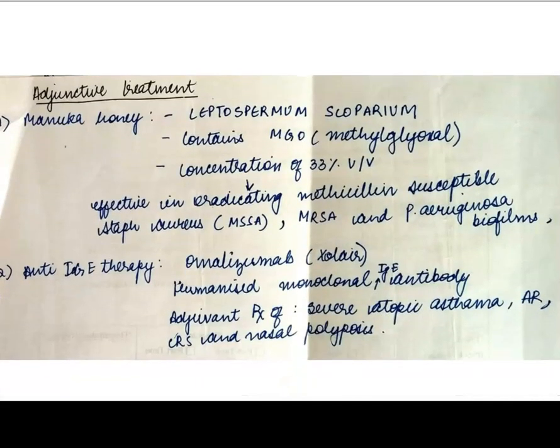Then there are a few other adjunctive treatments, that is manuka honey, that is Leptospermum scoparium. It contains methylglyoxal, and the concentration is 33%, and it is mainly used in biofilms. It is effective in eradicating methicillin susceptible Staph aureus, MRSA, and Pseudomonas biofilms. In AFRS patients, it can be used in patients refractory to surgery or post-op oral and intranasal steroids.